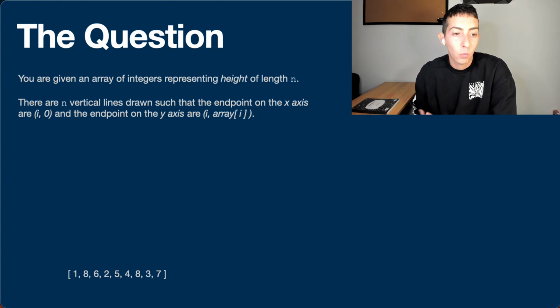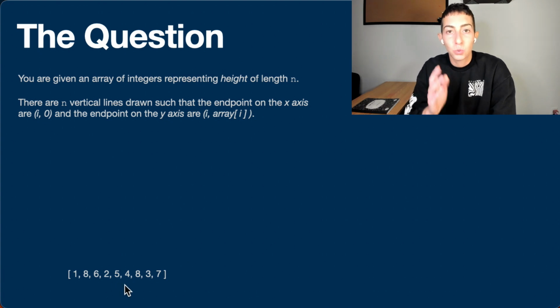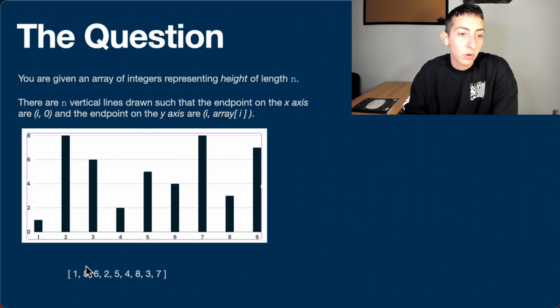So take this array: 1, 8, 6, 2, 5, 4, 8, 3, 7. Each of these numbers represents the height on the graph, and each element's index represents where it is on the graph on the x-axis. So let's look at that. We can see here these are the bars, these are the heights. If we look at the first element, 1, it is at the 0th index. So 0 plus 1 in this bar graph is going to be 1 on the x-axis, and the height is 1. We can see that on the y-axis.